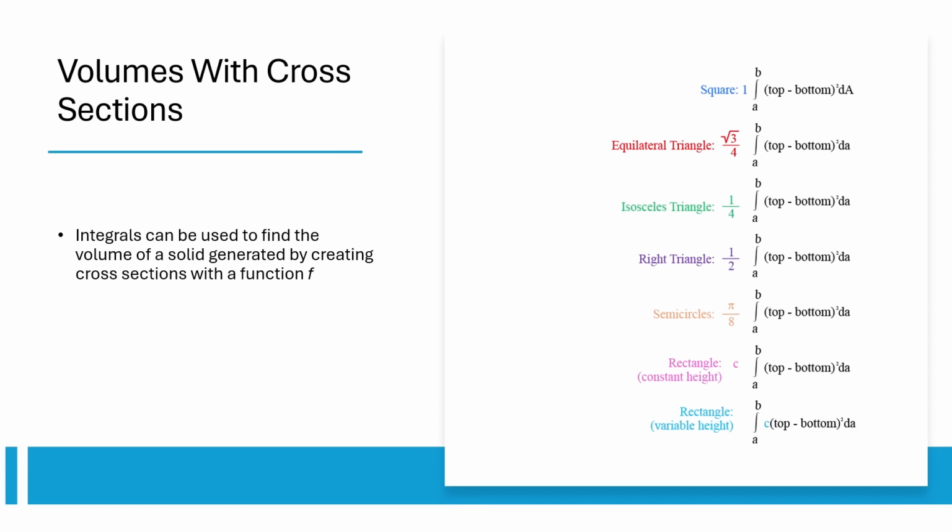Integrals can be used to find the volume of a solid generated by creating cross-sections with the function f. All the different cross-sections you can be asked to use are shown to the right, and you can also see the formulas used to solve for them.